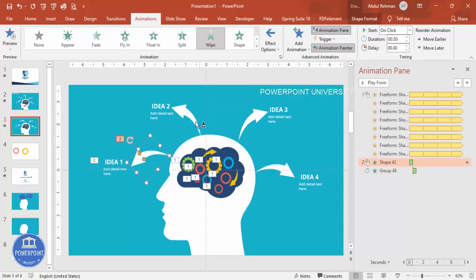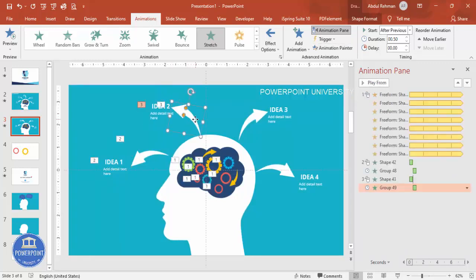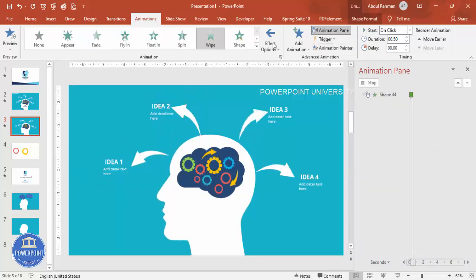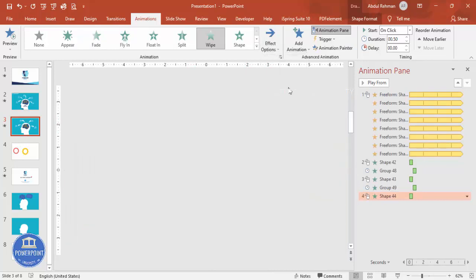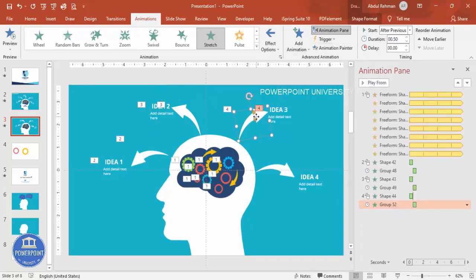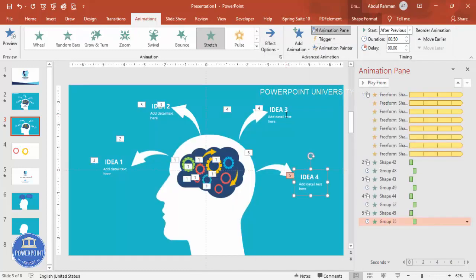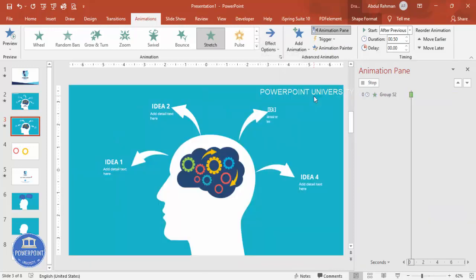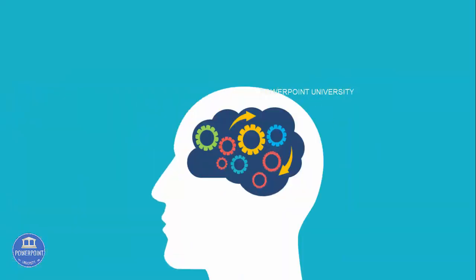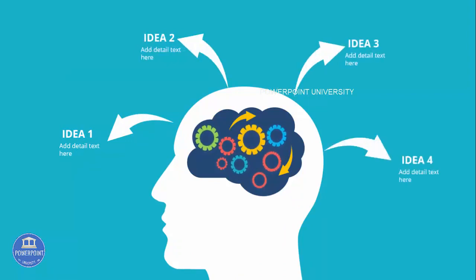I'm going to select this one, click on this, then I'm going to choose the animation painter for this. Now I'm going to choose here, instead of right I'm going to make it left, and then again this one, you can see here, and then this again. If you want, you can make this from left. This is also from left. So now if I play the slide, when I click, you can see here it started rotating, and then idea 1 comes, idea 2, idea 3, and idea 4.